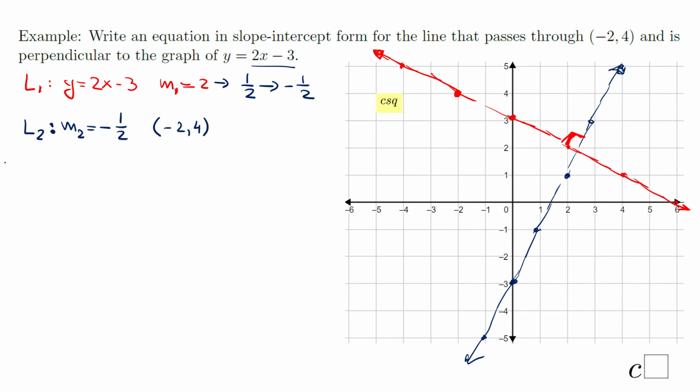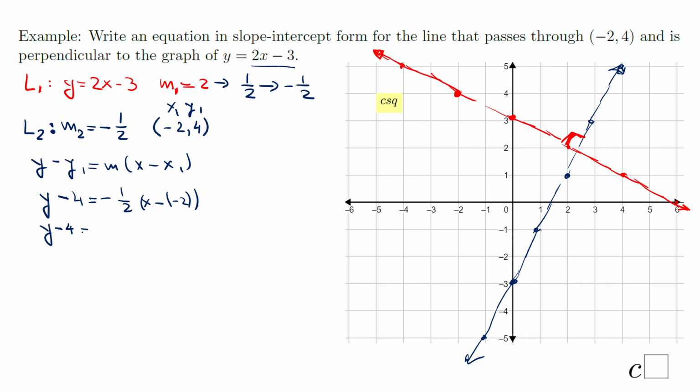Okay, so we're going to have the point-slope form. So we're going to have y minus 4 equals m, negative 1/2, times x minus negative 2. Because we have this double negative on the right side inside of the parentheses, let's simplify that. x minus negative 2 becomes x plus 2.